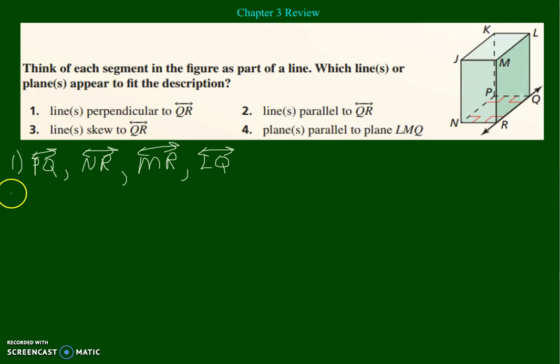So for number 2, we're going to say lines parallel to QR. We have line NP, line JK, and line ML.